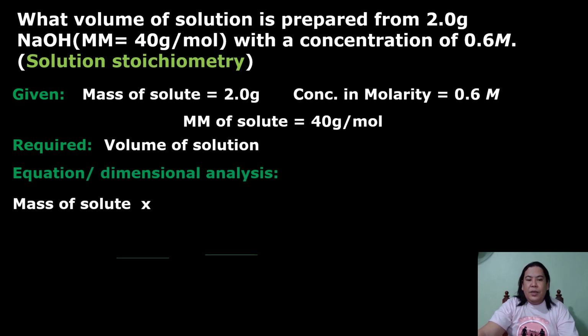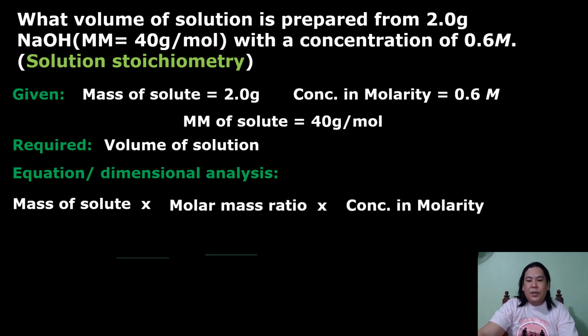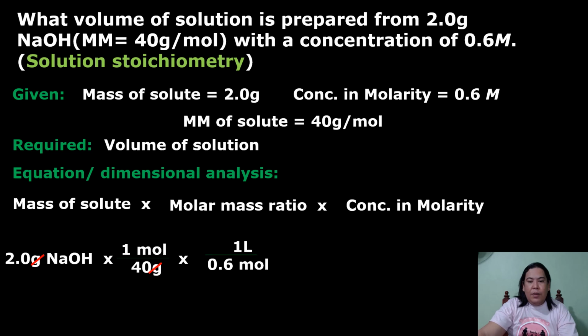Okay, so our dimensional analysis, mass of solute is multiplied by the molar mass ratio, and then multiplied by the concentration in molarity. So our mass of solute is 2.0 grams sodium hydroxide. Okay, this is the molar mass ratio, which is 40 gram per mole. Cancel the unit gram. Then lastly, our concentration in molarity, for every 1 liter, there is 0.6 mole. Then cancel the number of mole, then you will get this particular value. So since our starting amount is 2.0 grams, this is 2 significant figures, so our final answer should be 0.83 liters.